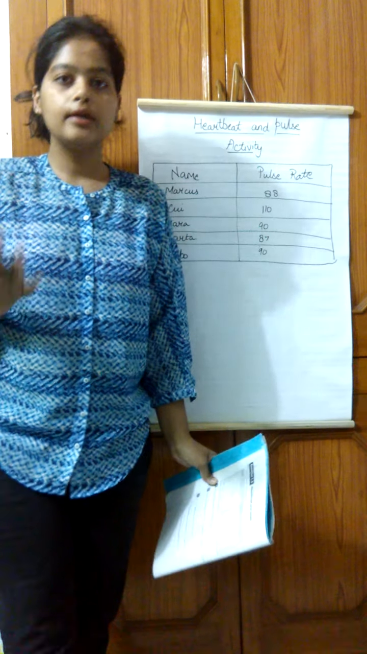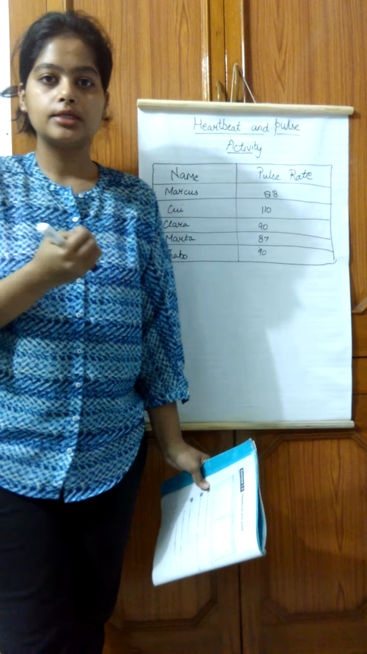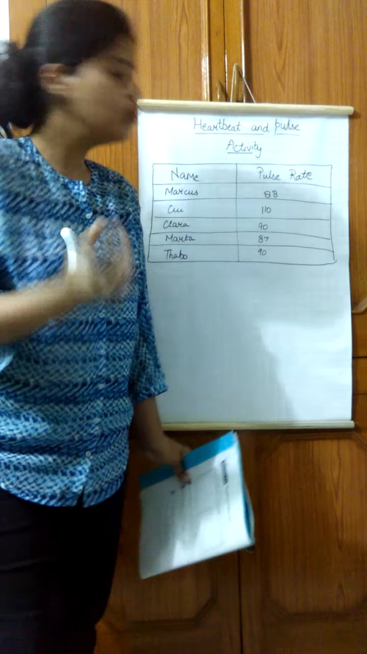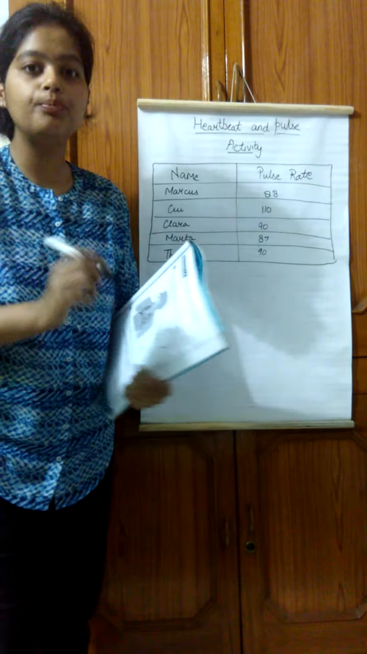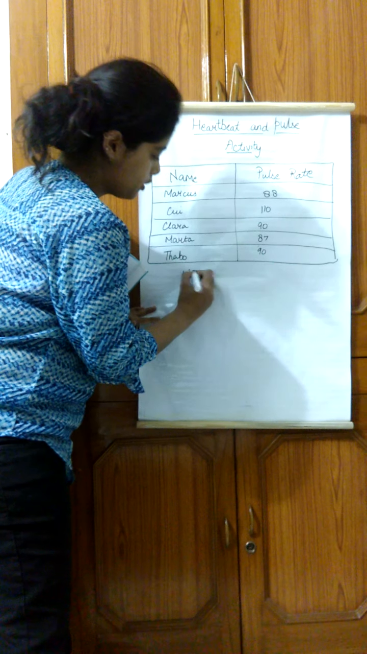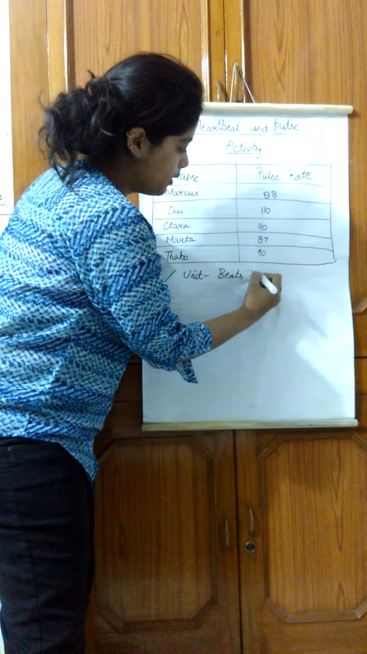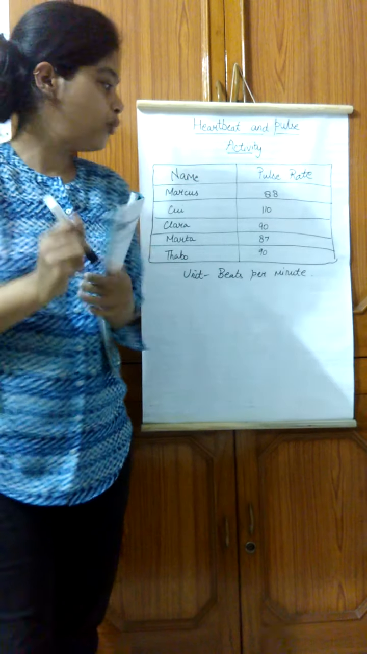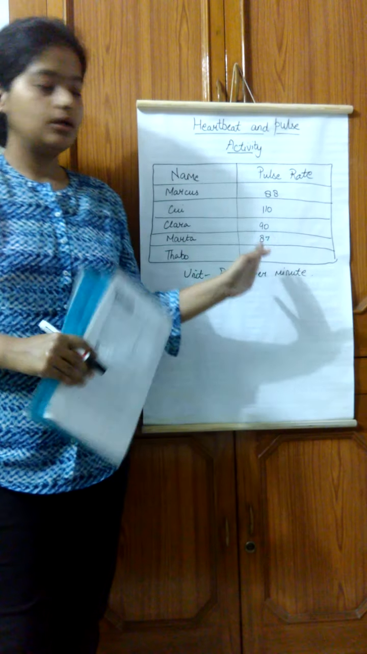Like we measure our weight in kilograms, yes, it's 68 kg or 60 kg, and we calculate milk in liters, like 5 liters. So what is the unit that is used for pulse rate? The unit used for pulse rate is beats per minute because it is calculated in minutes. So the unit that we use to calculate pulse rate is beats per minute.